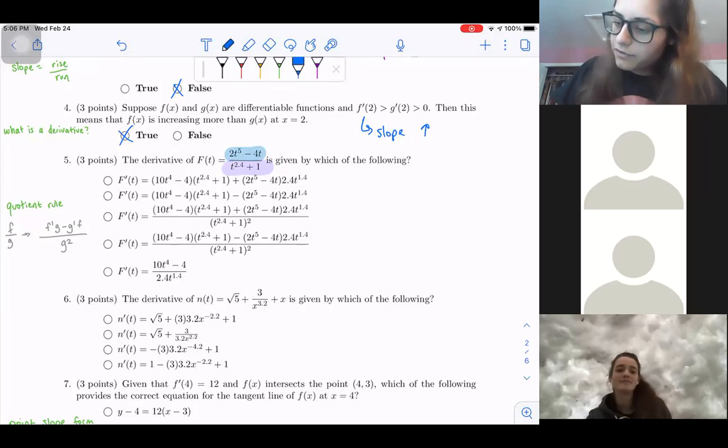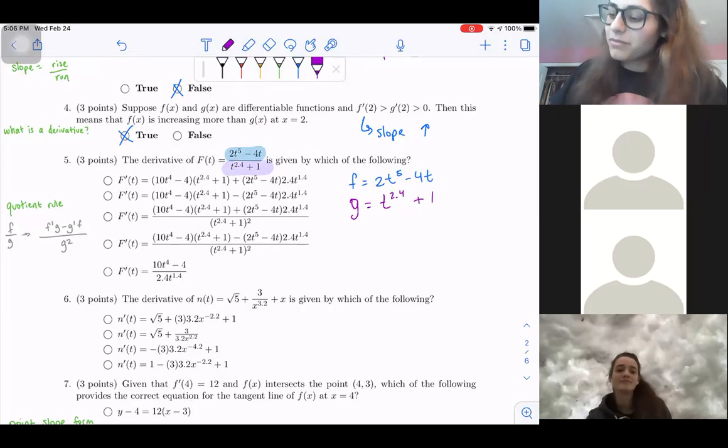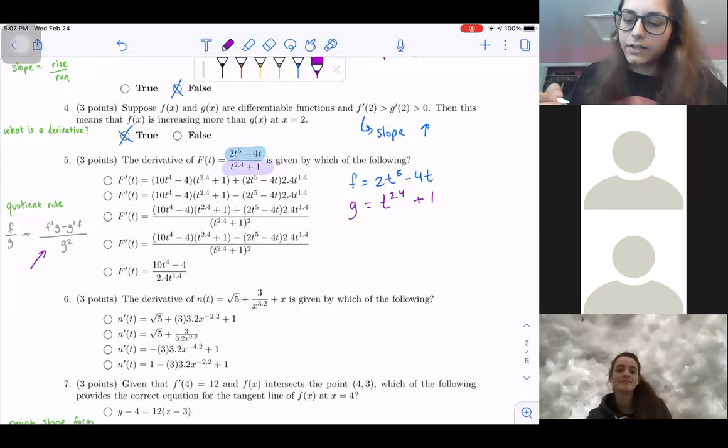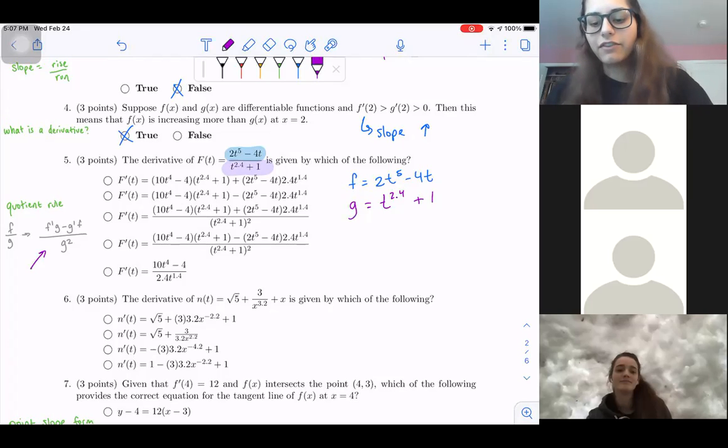So in this case, we know that f is going to be 2t to the power of 5 minus 4t, and g is going to be t to the power of 2.4 plus 1. Okay. So we know f, we know g, and then right over here I wrote the quotient rule, so it'll be the derivative of f times g minus the derivative of g times f, over g squared. Okay, so we have f, we have g. Let's find the derivative of f and the derivative of g, so f prime, g prime.